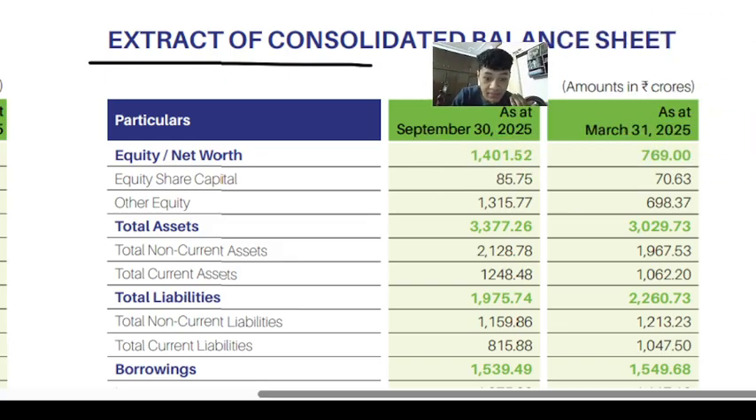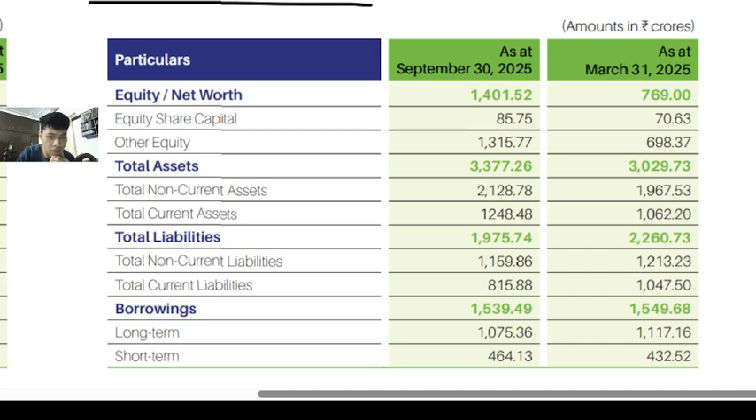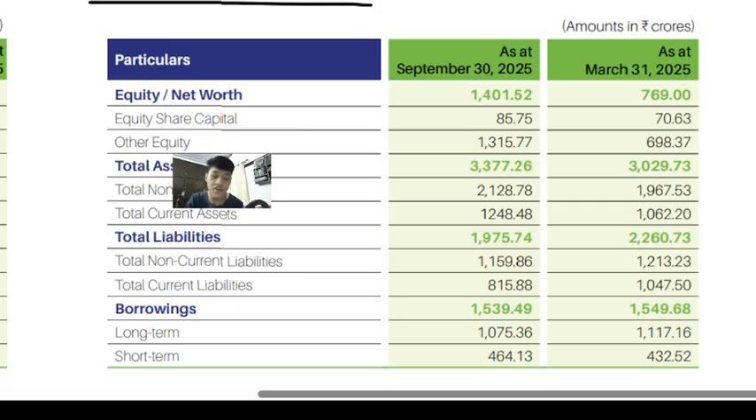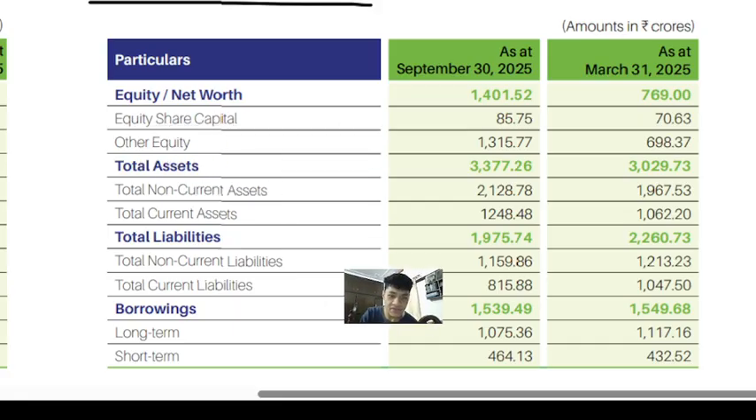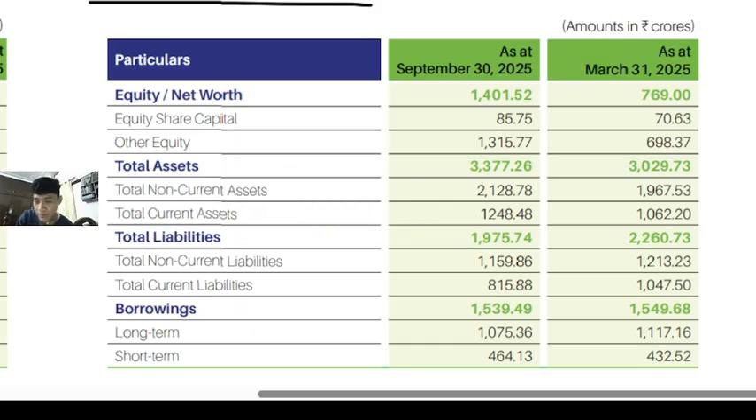Amount in crores as of September 30th, 2025. This is the latest one. We'll focus on this. So, interestingly, we first go to total non-current assets and total current assets. Non-current assets are assets which cannot be sold and converted into cash within 12 months, while current assets can be sold and converted into cash within 12 months. Simple definition. Total non-current assets are 2,128 crores. Then total current assets, 1,248 crores.